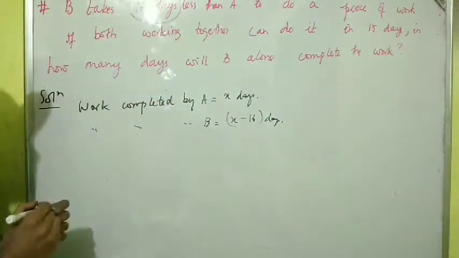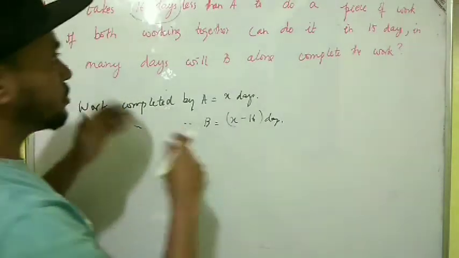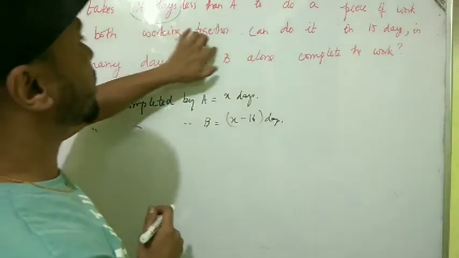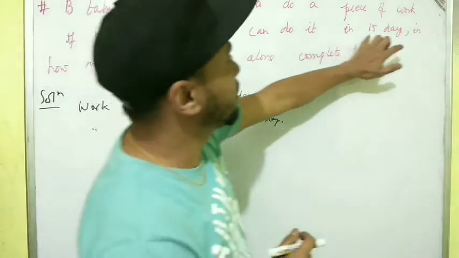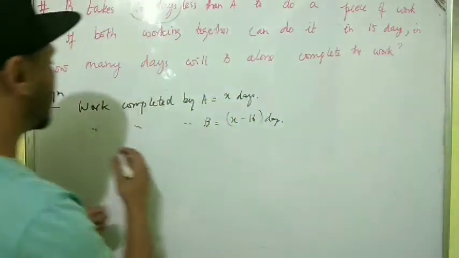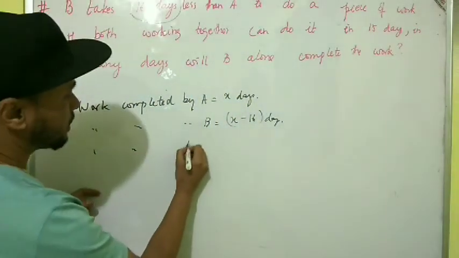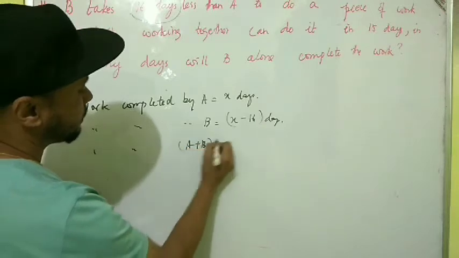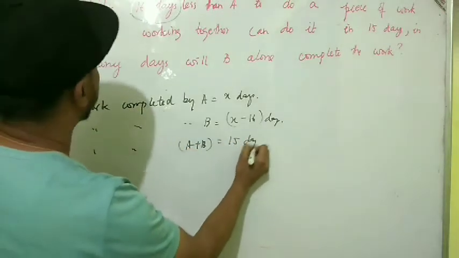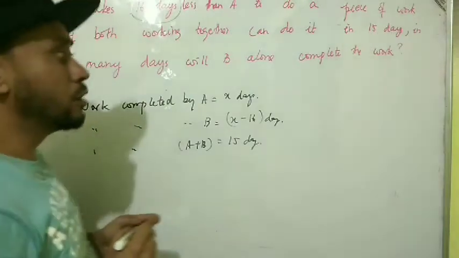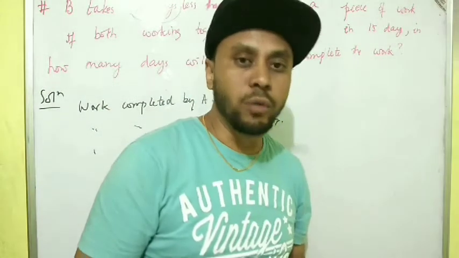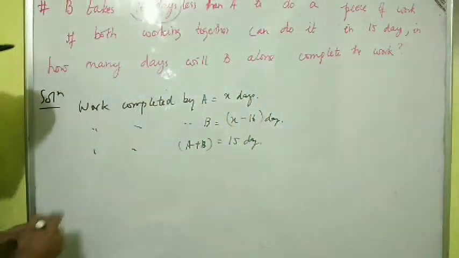Now here is the pattern. Let's go through the question first. If both working together can do it in 15 days, so the work completed by both A and B is in 15 days. In how many days can B alone complete the work? Now here is the pattern.